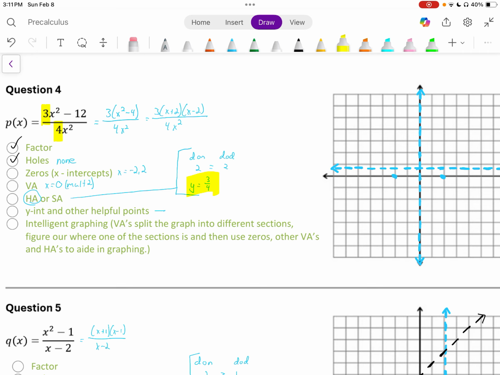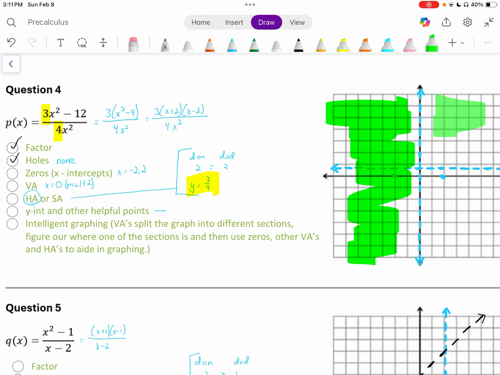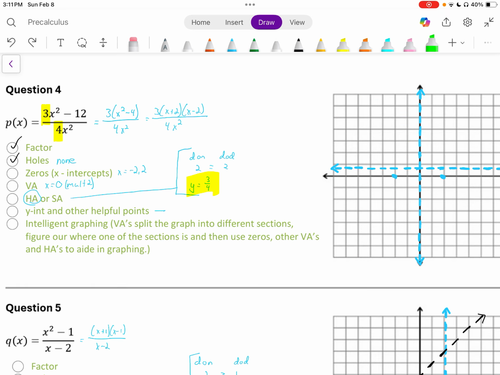Now we can go ahead and graph. Our vertical asymptote splits this graph into 2 sections. We have to the left and to the right. And so what we will do is kind of think through where can the graph be or where can it not be. So we'll go in black here. So either our graph could be here, and we actually see that that cannot work because it has to cross through this x-intercept.